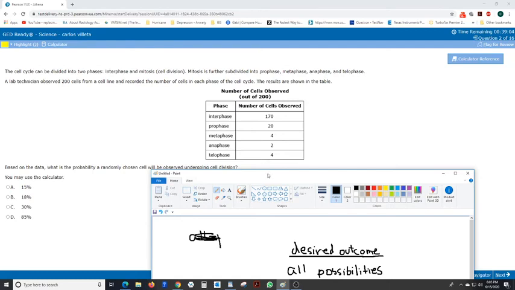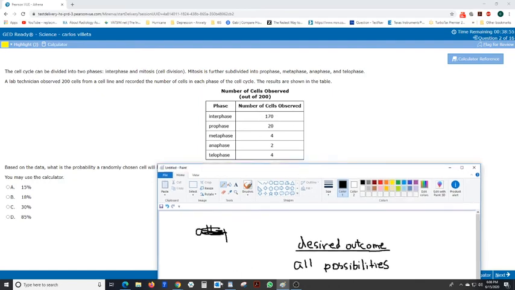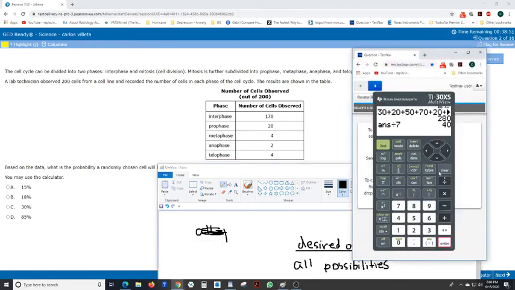Okay, so what we're going to do is we're going to go ahead and add everything. That's going to be the bottom number. We add everything. Okay, so let me get the calculator and do that. All right, so it's going to be 170 plus 20 plus 4 plus 2 plus 4. 200. That's the bottom number.